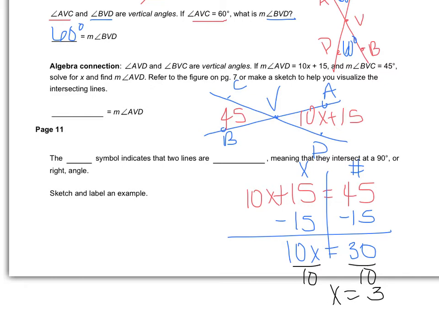And it asks us to find AVD. Well, we can use some common sense because we can plug it in. So we have 10 times 3 plus 15. 10 times 3 is 30. Plus 15 is 45 degrees.